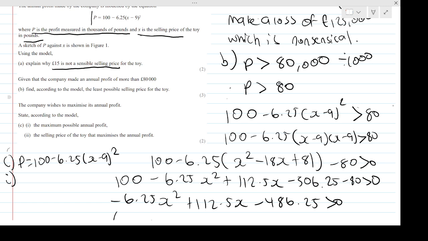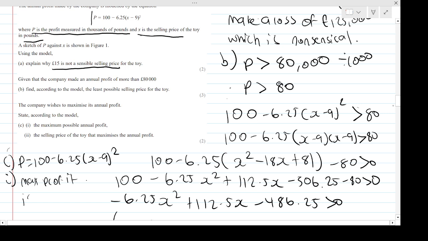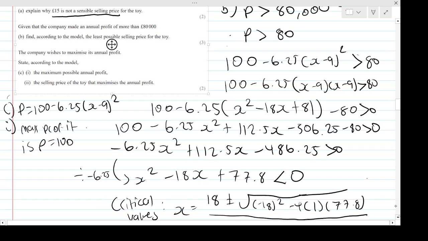So we want to maximize it. We're going to want to make the bracket equal to 0. So the max profit, if the whole bracket is equal to 0, that means it's simply the 100 at the end. So max profit is going to be 100. However, P is in thousands of pounds, remember? So to get it as an actual number, we need to times by 1,000. So that's going to equal £100,000.